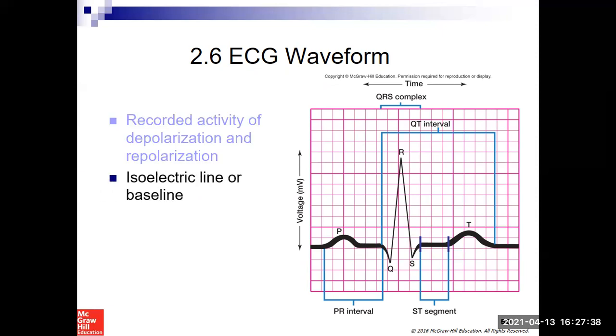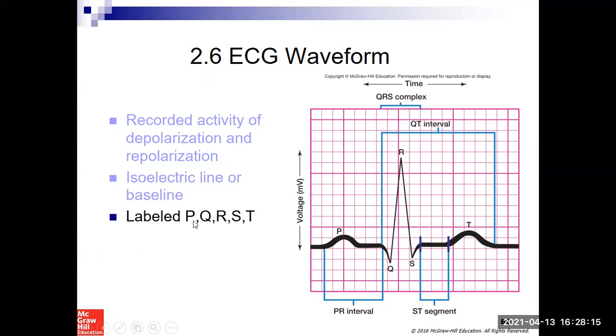The isoelectric line, or what we term as a baseline. Isoelectric is the period when the electrical tracing on the ECG is at 0 or a straight line. There is no positive or negative deflection. So your isoelectric line is everywhere where you see a straight line. It's not going up, it's not curving, it is just straight. No activity is going on at that point. It is not coming up from that baseline.